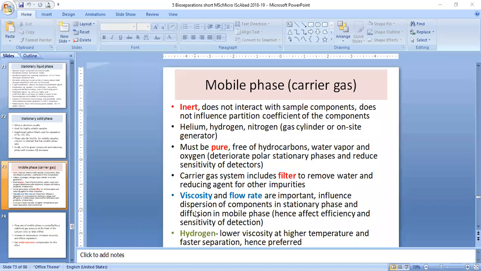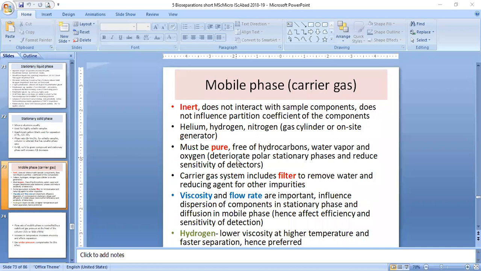So either we can have a gas cylinder, usually that is more preferred, or sometimes some of the gases can be generated on site, like nitrogen, for example, and that can be used for gas chromatographic application. When I say generation on the site, it actually means that there is a special instrument which is able to extract nitrogen from the atmosphere. And that nitrogen can be stored and it can be used for the laboratory purposes.